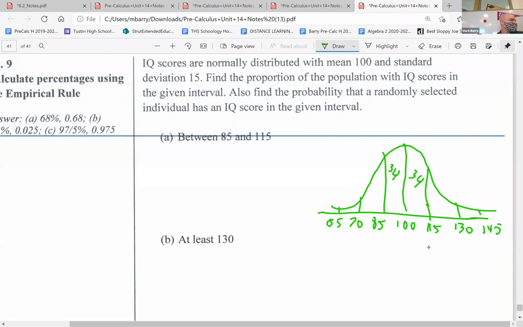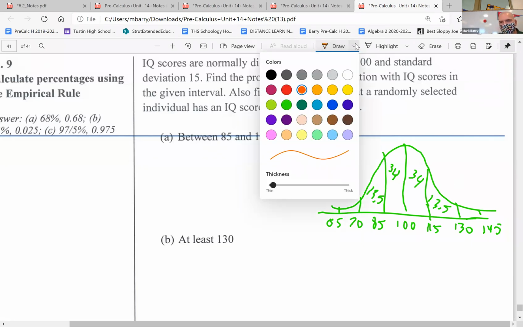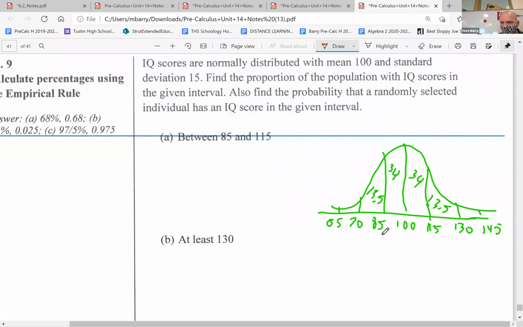We got, shoot, I always forget this one. What was it? 13.5. I told you usually you don't need the outside pieces. If I need them, I'll look back at them. But for now, let's just do 85 to 115. So that's the middle 2 pieces again. So that's 68 again, like we saw in the previous one.